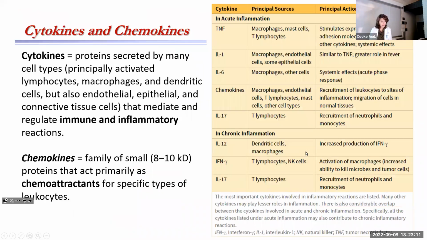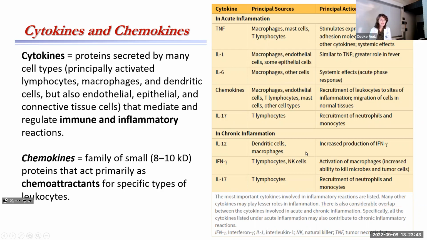Cytokines and chemokines are another class of chemical mediators. Cytokines are proteins secreted by many cell types, mainly by activated lymphocytes, by macrophages and dendritic cells, but also, as I mentioned before, endothelial, epithelial, and connective tissue cells. These cytokines will mediate and regulate immune and inflammatory reactions. A family of small proteins that act primarily as chemoattractants for specific types of leukocytes are called chemokines.